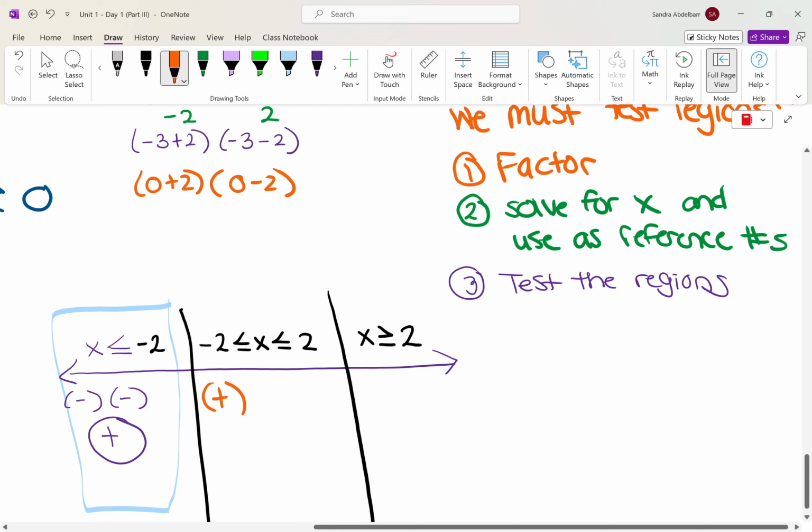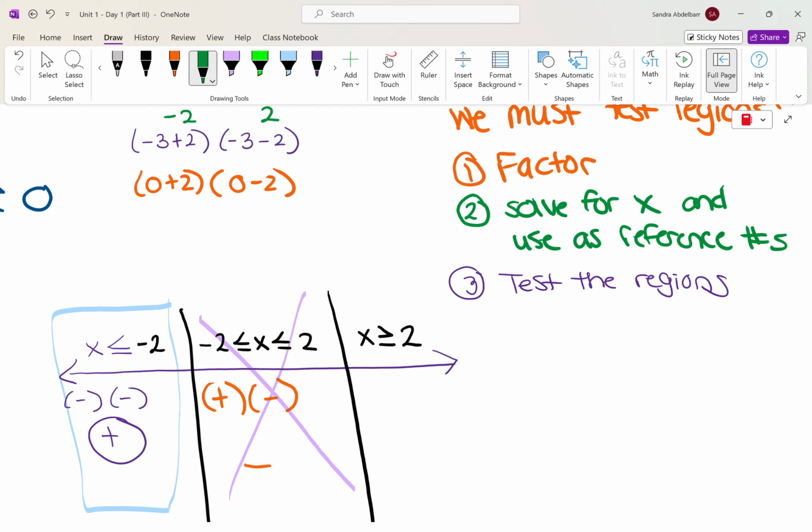All we care about are the signs. 0 plus 2, do we all agree that's a positive? 0 minus 2 is a negative. What's a positive times a negative? Negative. Did we want our outcome to be negative? No. So this loses. This is out.